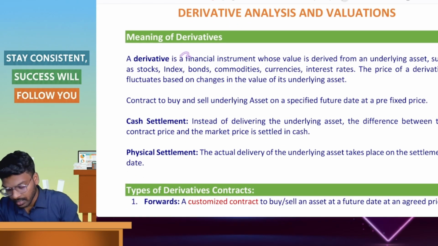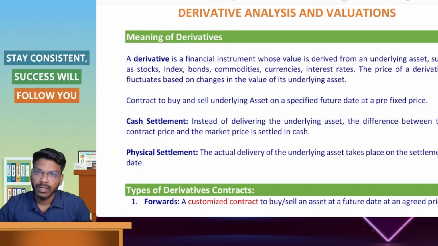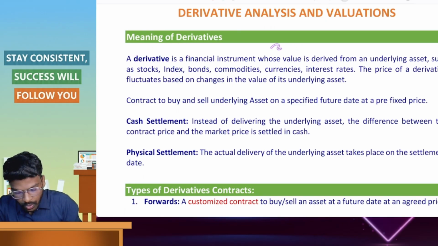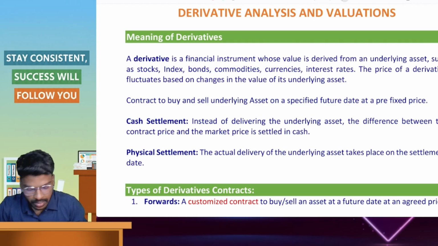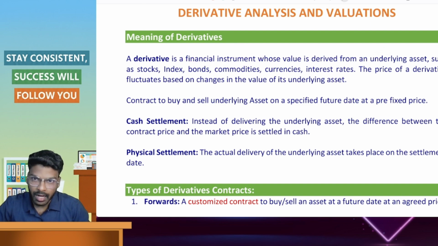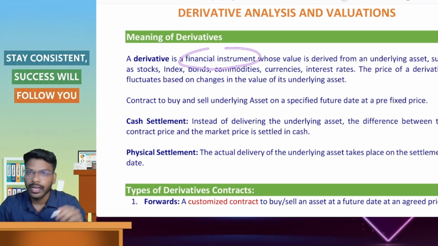Okay, first, the meaning of derivatives. What is the meaning of derivatives? Okay, a derivative is a financial instrument. The value of the financial instrument is derived from the underlying asset. The financial instrument can be a financial asset or a financial liability. If it is favorable for the investor or a company entity, it will be a financial asset.